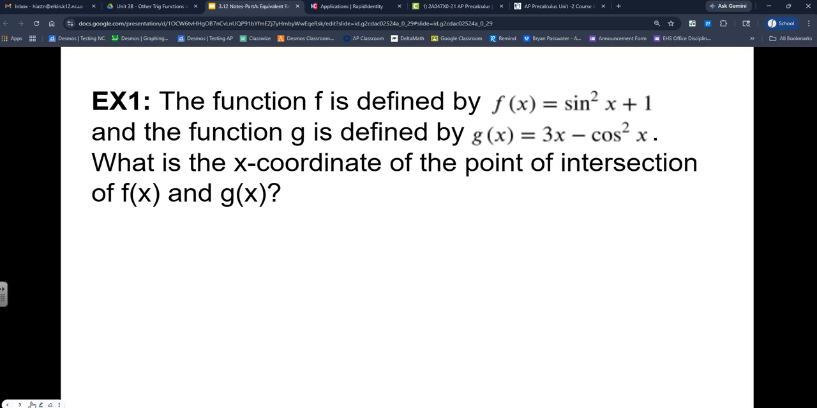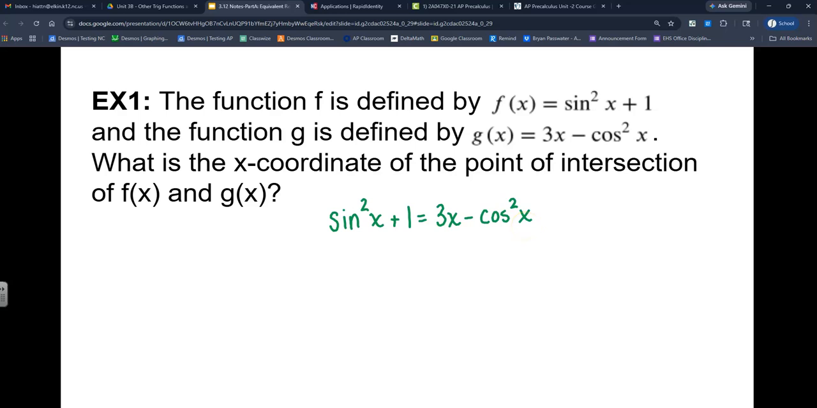So this is just like we were doing yesterday, right? It's asking for a point of intersection. What should we do with these two equations? Set them equal, right? So like that first step is no different than what we were doing yesterday. We've got sine squared x plus 1 equals 3x minus cosine squared x.